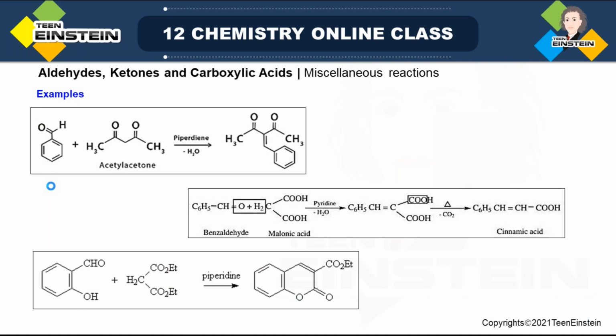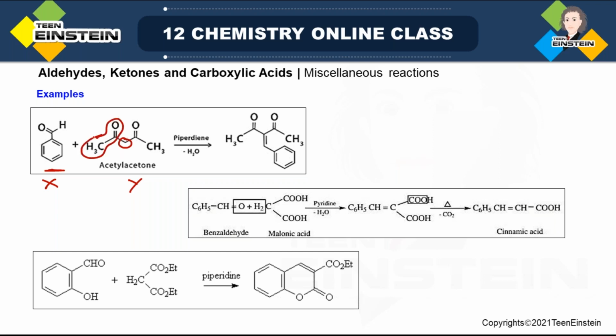Now let us see some examples of this Knoevenagel reaction. Here we have taken benzaldehyde, which is an aldehyde, and this is molecule X. Remember, X is that reaction partner which is basically an aldehyde or ketone. Another reaction partner is Y, which is an active methylene compound containing an active methylene. So this is the active methylene CH2.